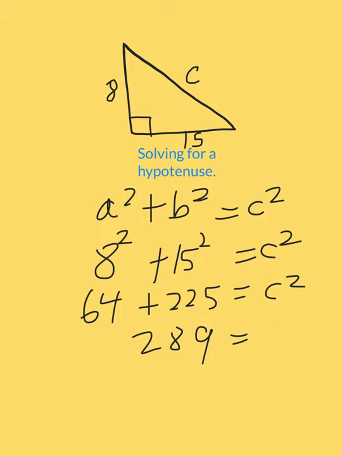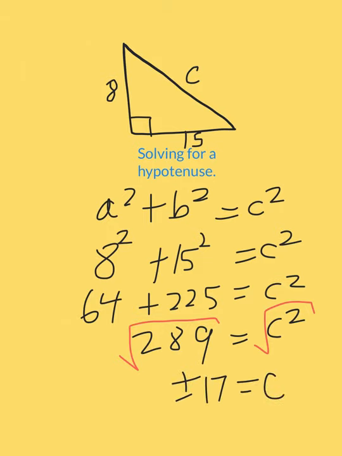289 equals c squared. Take the square root of both sides, and you get c equals plus or minus 17. It's important to remember that those square root equations have two answers. But in this situation, negative 17 is an extraneous solution, and positive 17 is the answer that we want for our problem. So the hypotenuse is equal to 17.